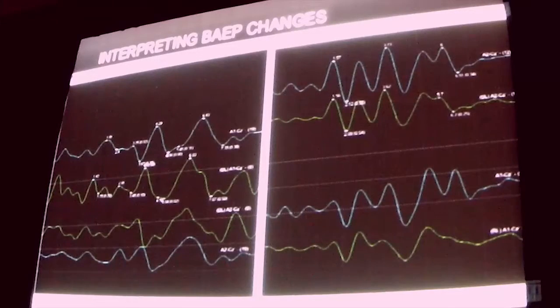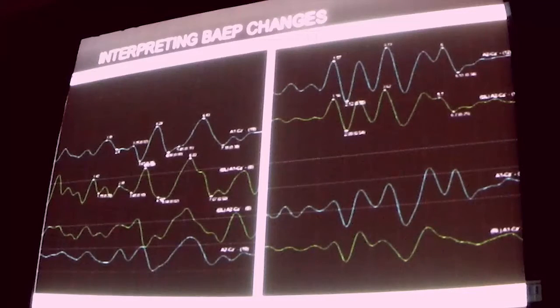Increased latency or loss of wave 5 could be caused by retraction of the cerebellum and subsequent stretching of the eighth nerve. And we basically use a 1 millisecond, 10% latency increase for alarms. And then 1 millisecond interpeak latency shifts are also cause for alarms. And then amplitude changes of 50% or greater, but latency is more important than amplitude when it comes to BAERs.